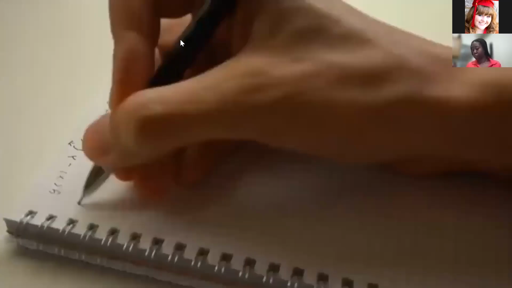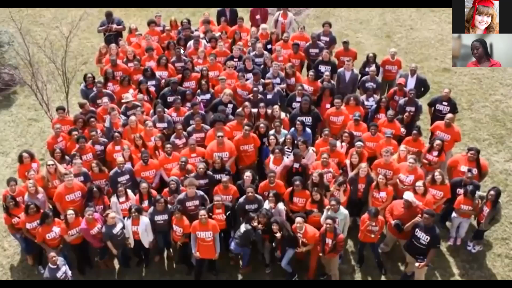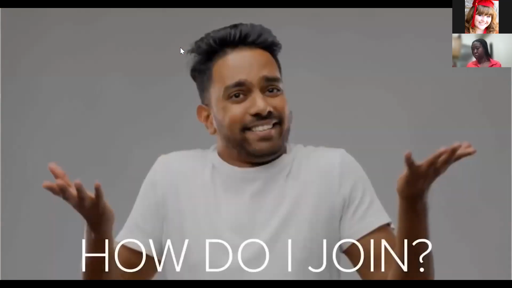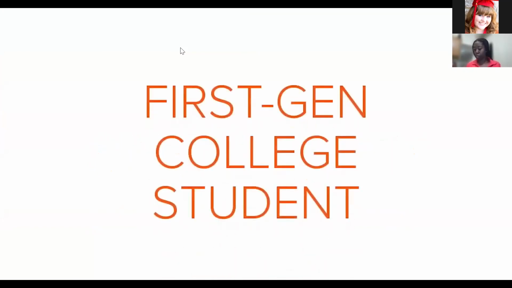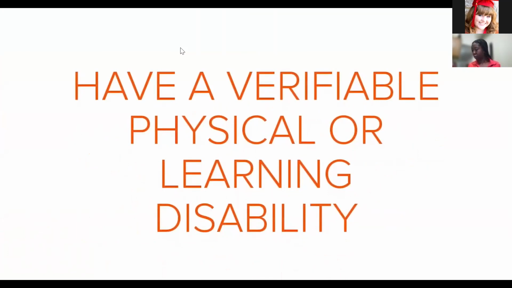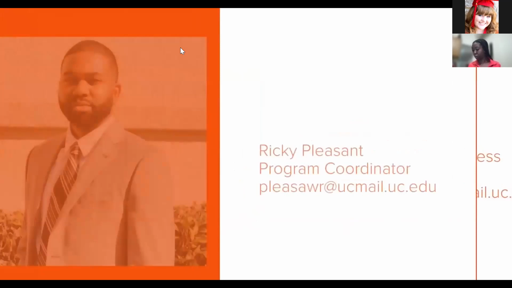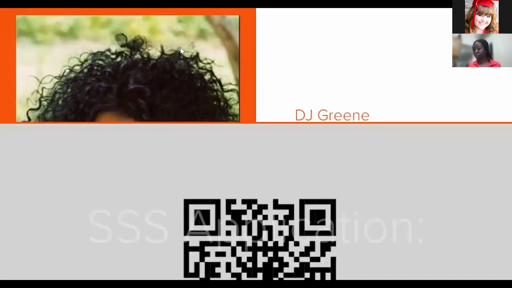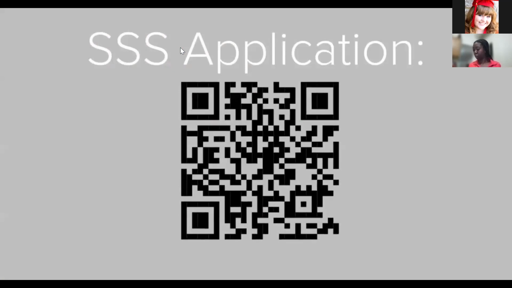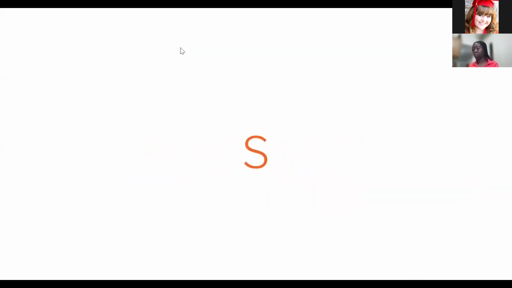In SSS, you have a chance to meet other students from across the country and also participate in culturally relevant activities and trips. I know you're asking yourself, how do I join? To join, you must be one or more of the following: a first-generation college student, have income eligibility, or a student that has a verifiable physical or learning disability. Sounds easy, right? If you want to become a part of Student Support Services, contact one of these people or scan the QR code for the application. And remember, you can't spell success without SSS.